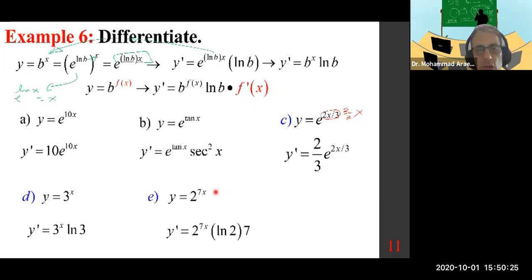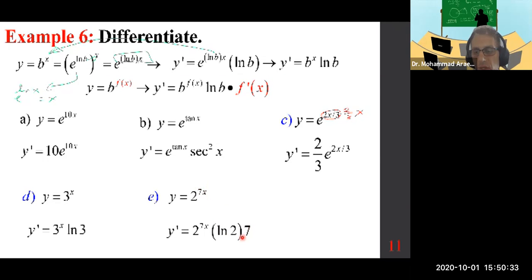Okay, so the function is itself. The base is different, so ln 2. The exponent you differentiate, you get 7, and you just rewrite it. Now, 7 ln 2, you can put it in the same parentheses. You don't want to leave it like that. It's a little bit awkward, class. This is normally how we write it.